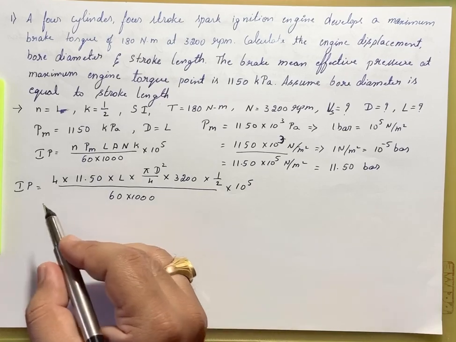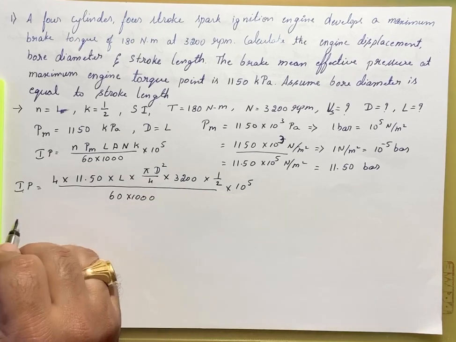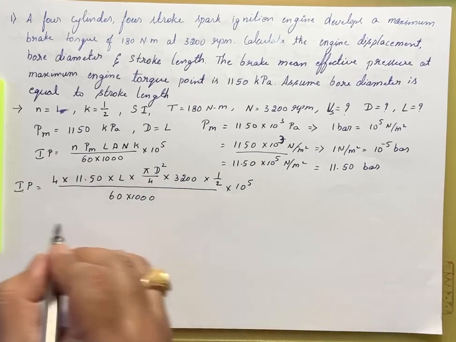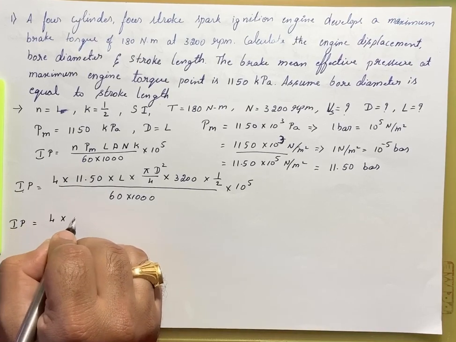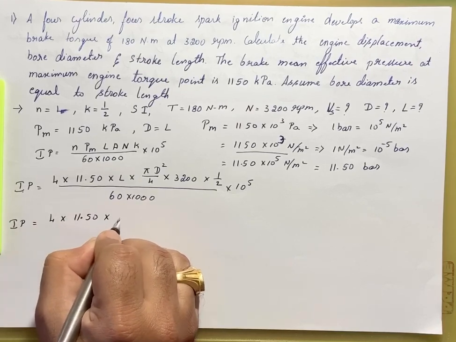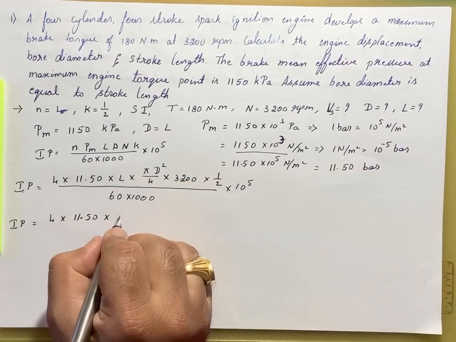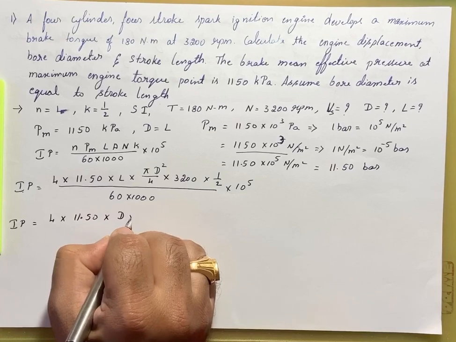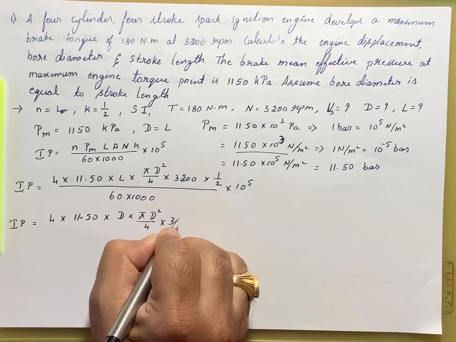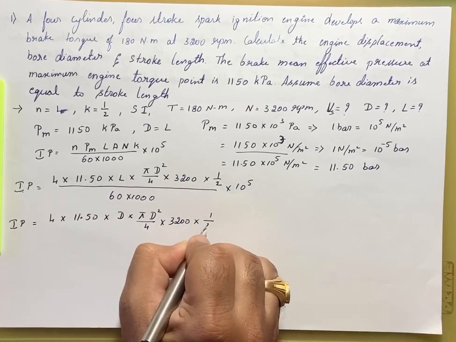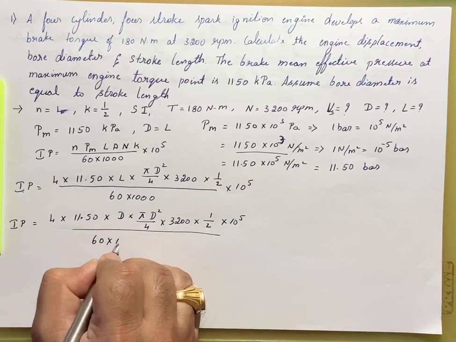Yeah, he has not given IP also here. So we have two unknowns, that is IP is not there and L and D is not there. So I'll write IP is equals to 4 into 11.50 into, now L is equals to D, so I'll replace L by D there, D into pi into D square divided by 4 into 3200 into half into 10 raised to 5 whole divided by 60 into 1000.